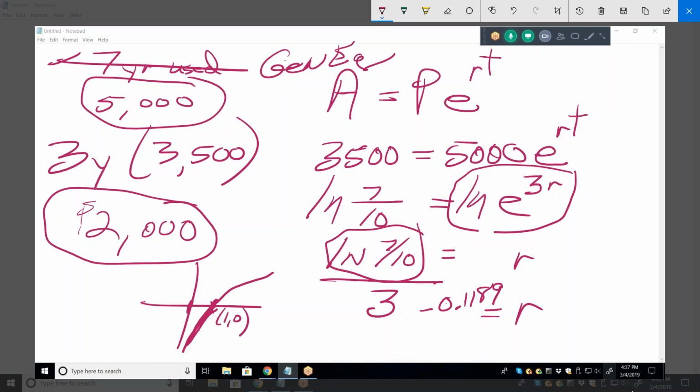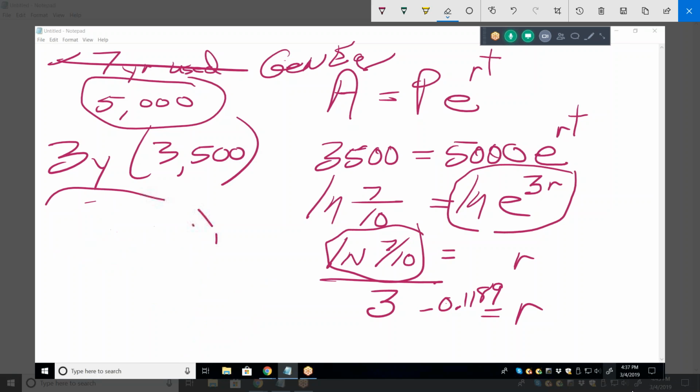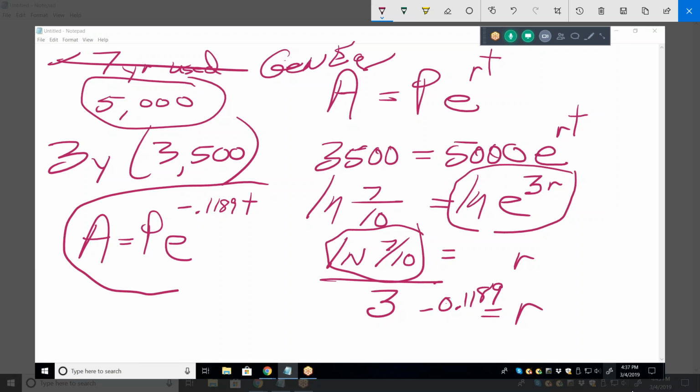So now what is our specific equation, which is what they wanted to begin with? To get the specific equation, we're going to leave that as A, leave that as P, and leave that as e. But this is going to become minus 0.1189 t. And now that will cover all situations.